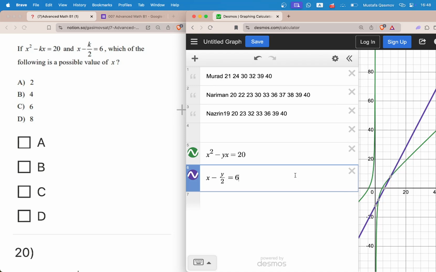So the answer is A. Nazrin, did you understand? Yes.